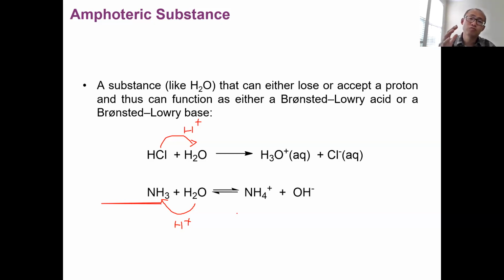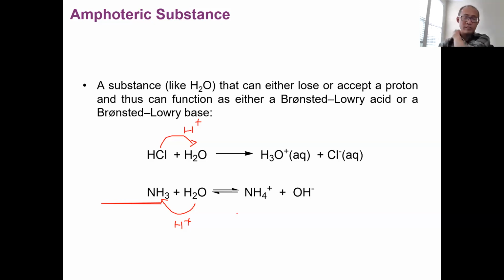So water, this molecule, can either lose or accept a proton, right? It can donate and accept a proton. That means water can act as either an acid or a base. Species like this, we call amphoteric substances. Amphoteric means you can serve as both an acid and a base, depending on what the other substance is. When the other substance is an acid, water serves as the base. When the other substance is a base, water serves as the acid. A substance like water, again, is amphoteric.